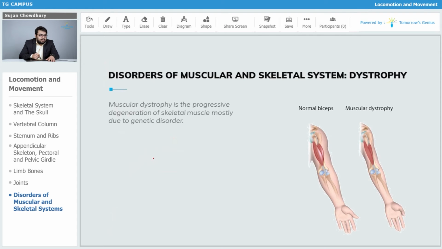The next disease we will talk about is muscular dystrophy. You can clearly observe the transition from normal biceps to the biceps of a person who is affected by dystrophy. It is the progressive degeneration of skeletal muscle, mostly due to genetic disorder. In muscular dystrophy, the muscles slowly start to degenerate. The skeletal system is weakened, and this is moreover the result of genetic causes.